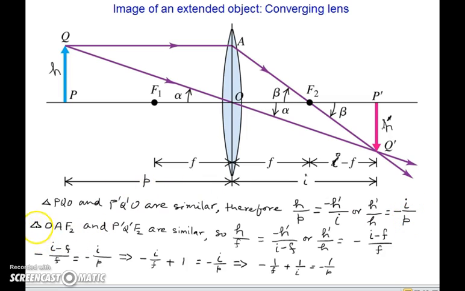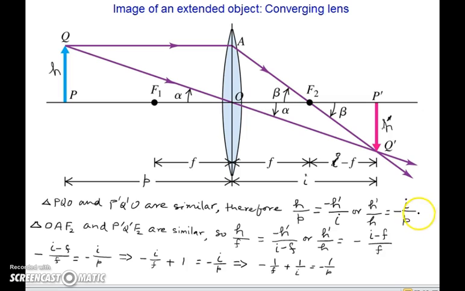And then we similarly take triangle OAF2 and triangle P prime Q prime F2, so this triangle, and they are again similar. So we can say this height H, this is parallel, so it's H over F, F is the focal length, is equal to negative H prime divided by this distance, and this distance happens to be I minus F, because this is my F, this is my image distance, so this distance is I minus F, right?